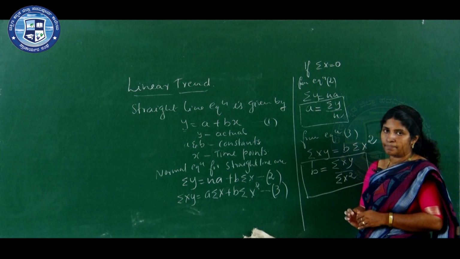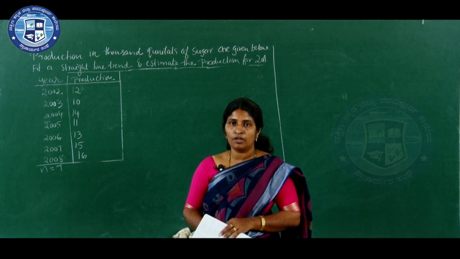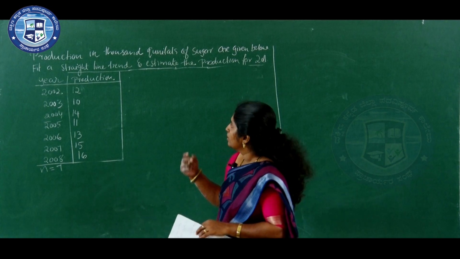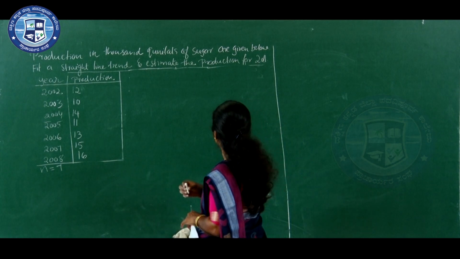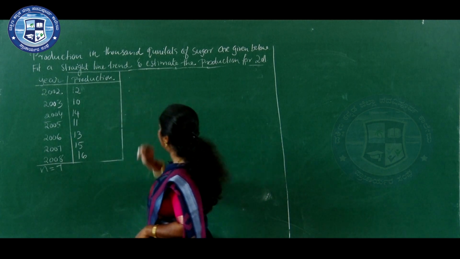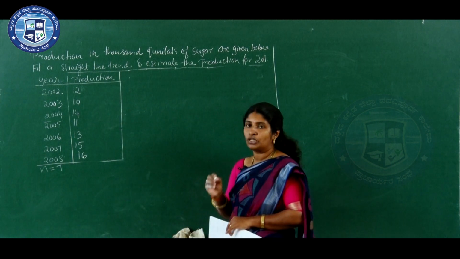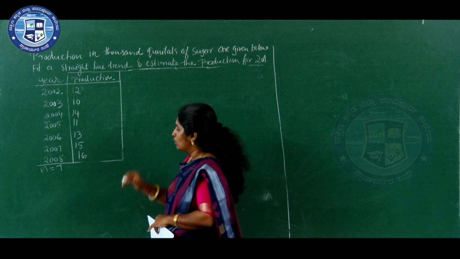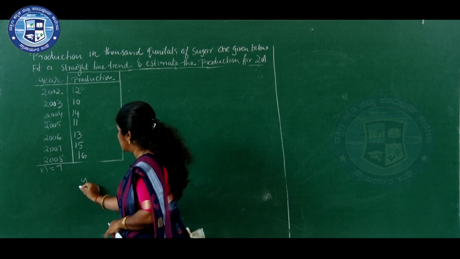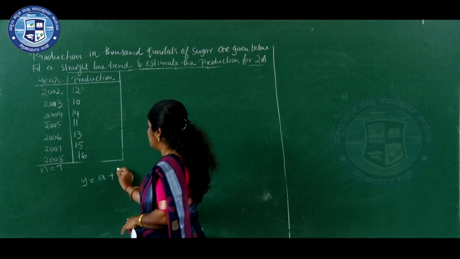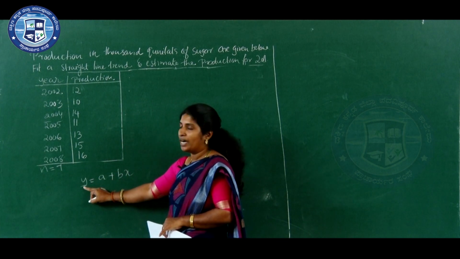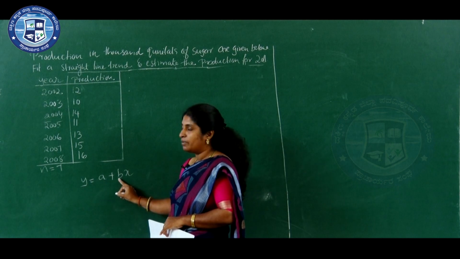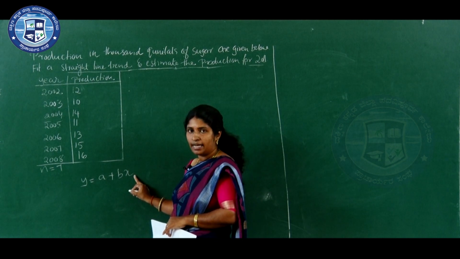Now, let us solve a problem on straight line trend. Production in 1000 quintals of sugar are given below. Fit a straight line trend and estimate the production for 2011. So, year and productions are given here. Straight line equation is y is equal to a plus bx. Here y is the actual value, a and b are the constants and x is the time point.